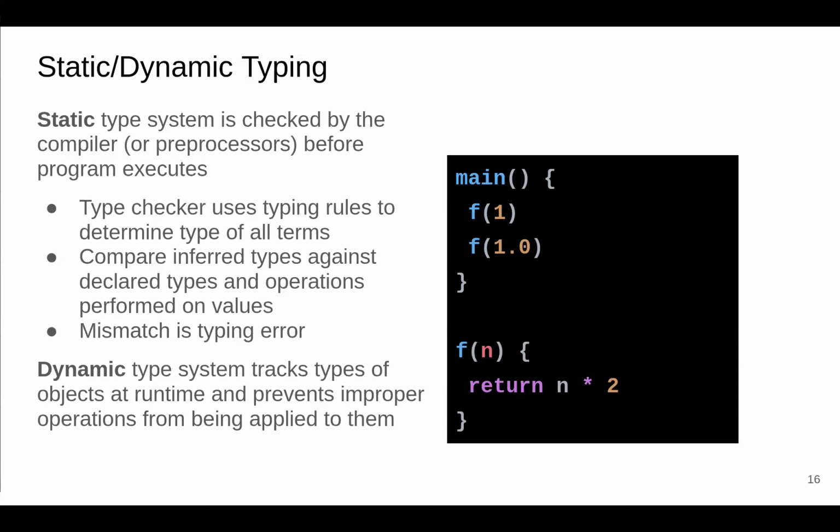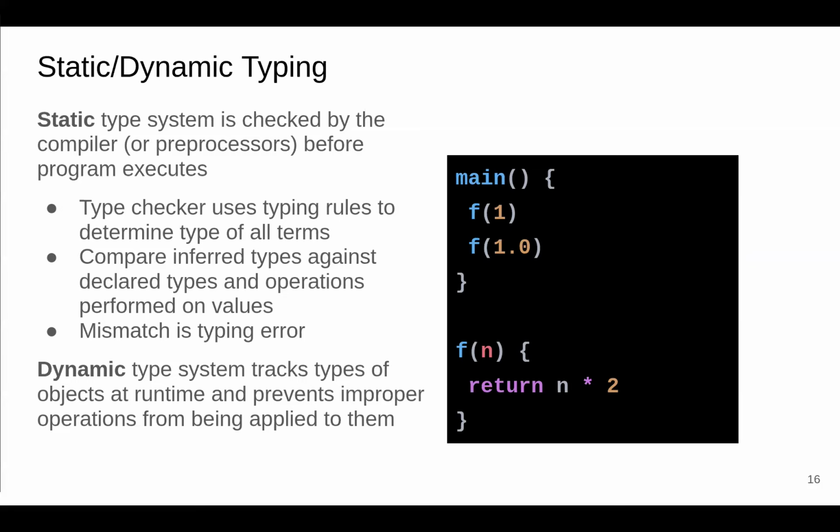Static or dynamic typing. A static type system allows checking by a compiler, which means that we can check ahead of time if the program follows the type definitions. So the type checker uses different kinds of typing rules to determine the type of all the terms, compare inferred types against declared types, and operations performed on the values. And any mismatch is a typing error.